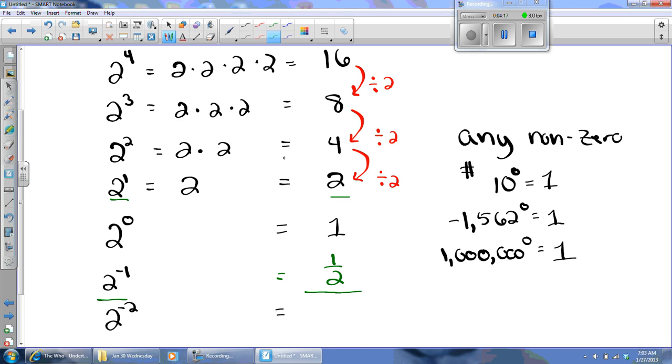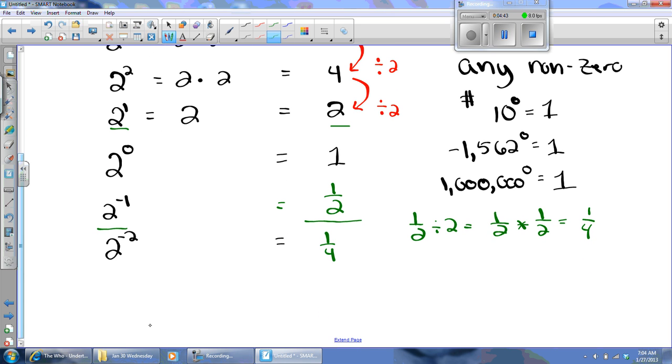2 to the second is 4. Anybody take a guess on 2 to the negative second? What do you think, Alex? I think it's going to be 1/4. Let's test it out. 1/2 divided by 2 is the same problem as 1/2 times the reciprocal 1/2. 1/4.